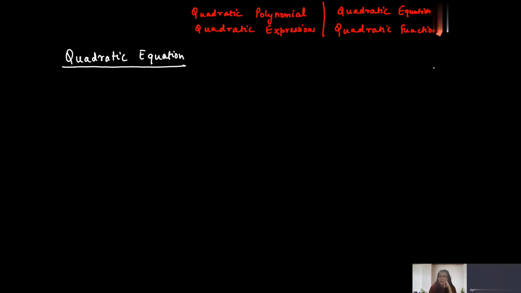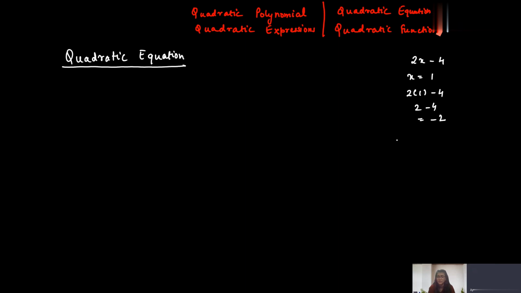If I write an expression, let's say 2x minus 4, this is a linear expression. If I put x equal to 1, I will get 2 times 1 minus 4, that is 2 minus 4, that is minus 2. So expressions also have an answer. That's not the difference between expressions and equations.